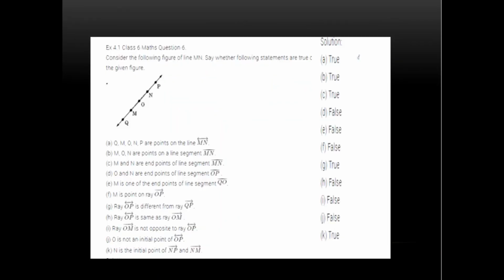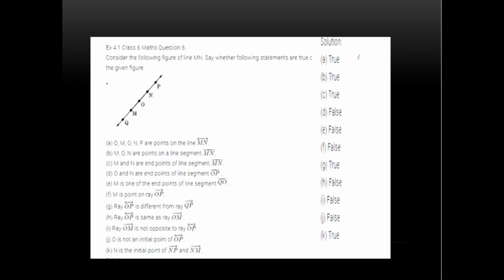Then comes, consider the following figure of line MN and say following statements are true or false in the given figure. Q, M, O, N, P are the points on the line MN. That answer is true. M, O, N are the points, you can see they are on the line segment MN. This is also true. You can see MN. M and N are the end points of line segment MN. This is again true because this is line segment MN only.